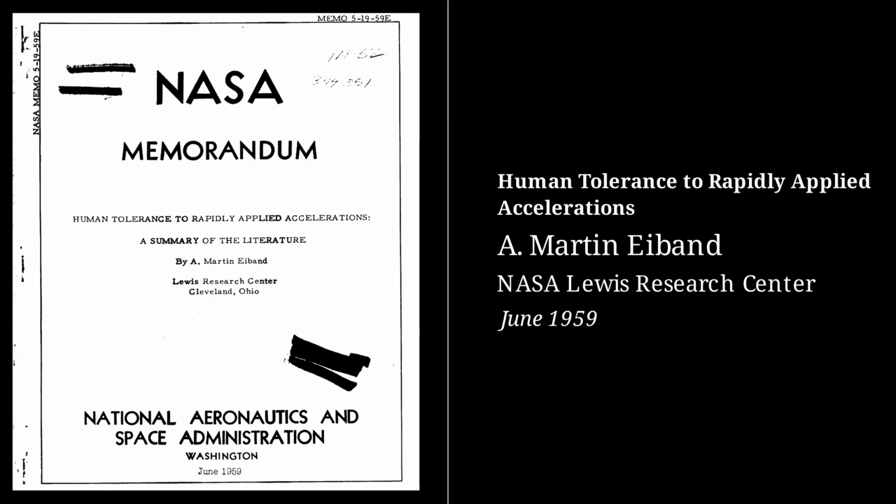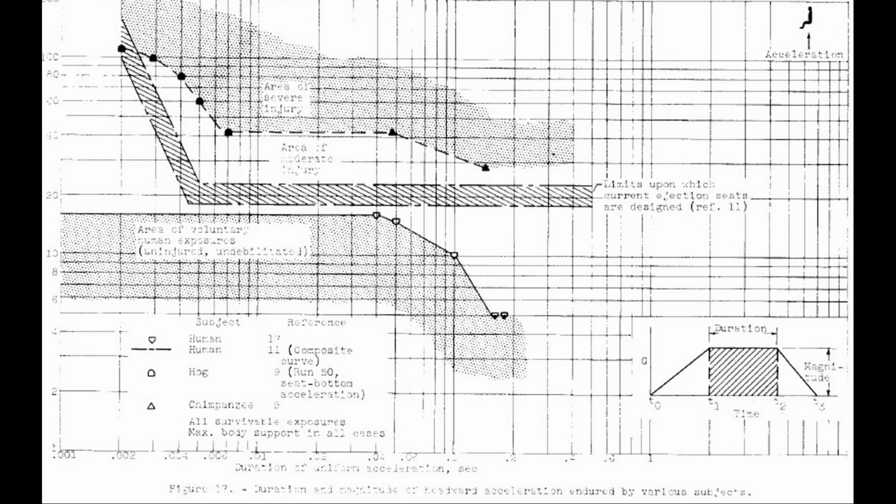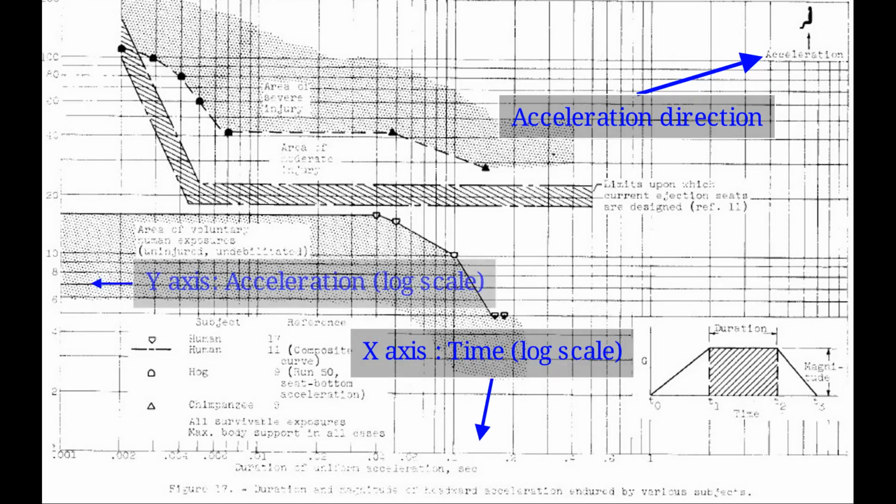All these criteria come from the same study in 1959, Human Tolerance to Rapidly Applied Acceleration by Eiband. Eiband and his team studied different cases. One of them is very interesting for us. It's this one, with the acceleration coming from the bottom. X-axis is the time and Y-axis is the acceleration.